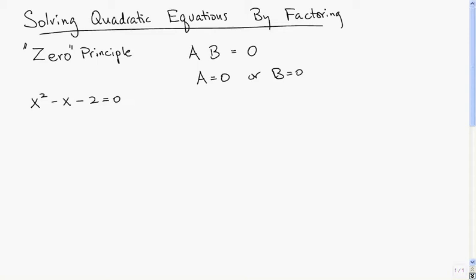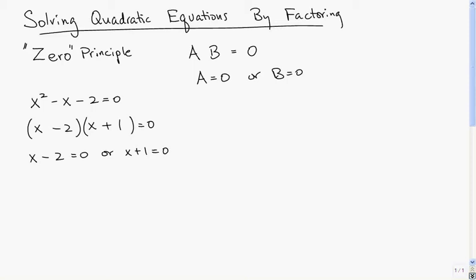So to factor the trinomial on the left-hand side, we're looking for two numbers whose product is negative 2 and whose sum is negative 1. And those two numbers are negative 2 and positive 1. Now we have our product equal to 0. We can say that the first factor, the first quantity, x minus 2, is equal to 0, or the second quantity, x plus 1, is equal to 0.